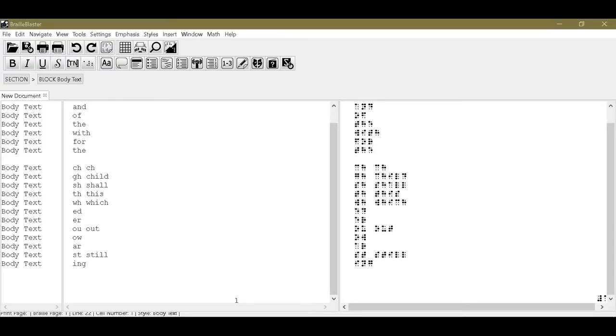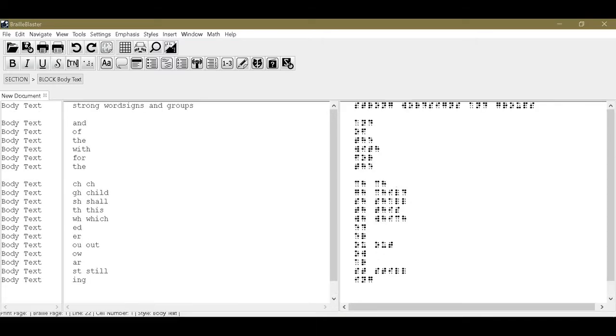And I have a whole bunch of these different contractions. Now, these are considered strong word signs and groups, which is what's on the screen right now. The first six we've done before: and, of, the, with, for, the. As you can see, on the left side is the regular text and the right side is the Braille. I want to state that for the beginning of this video, it's going to be in regular uncontracted Braille, so each symbol corresponds to one letter like the English alphabet.